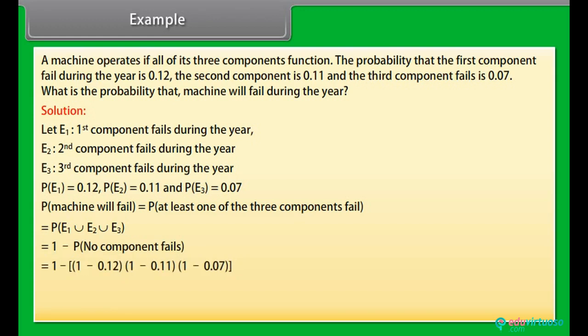is equal to 1 minus (1 minus 0.12) into (1 minus 0.11) into (1 minus 0.07) is equal to 1 minus 0.88 into 0.89 into 0.93 is equal to 1 minus 0.7284 is equal to 0.2716.